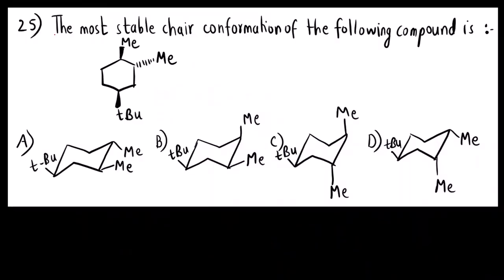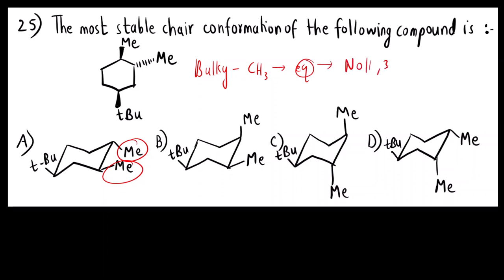Let us see the next one. The most stable chair conformation of the following compound is. Now if you just see the options and randomly mark, you may say that both the methyl groups, the bulky groups like methyl, should be occupying which position? Equatorial position. Why? Because there is no 1,3 axial strain in the equatorial position. So it is more stable. But if you mark option A, this is going to be incorrect.